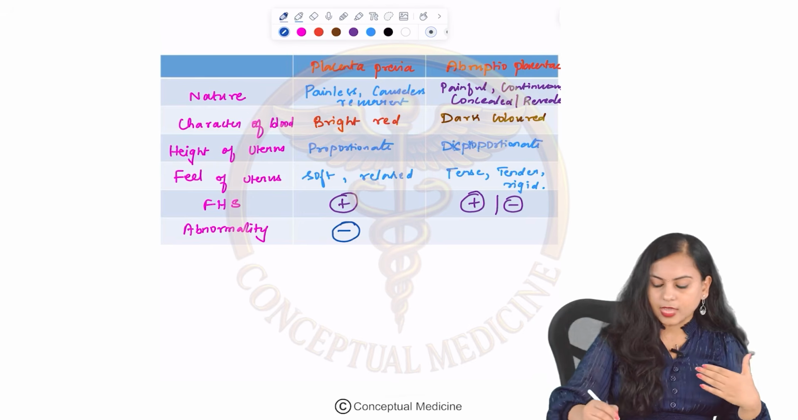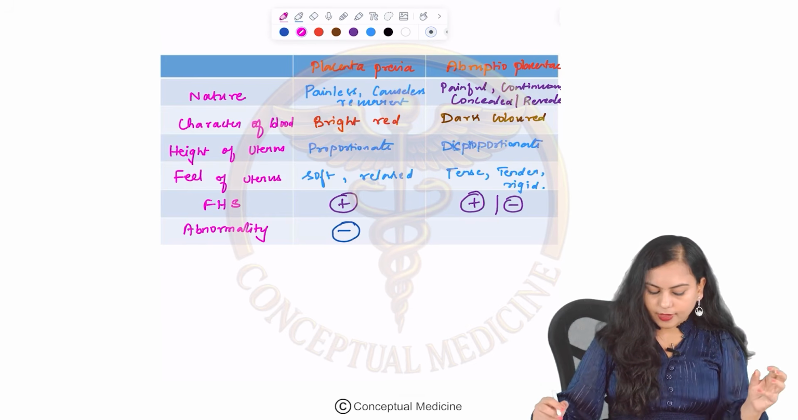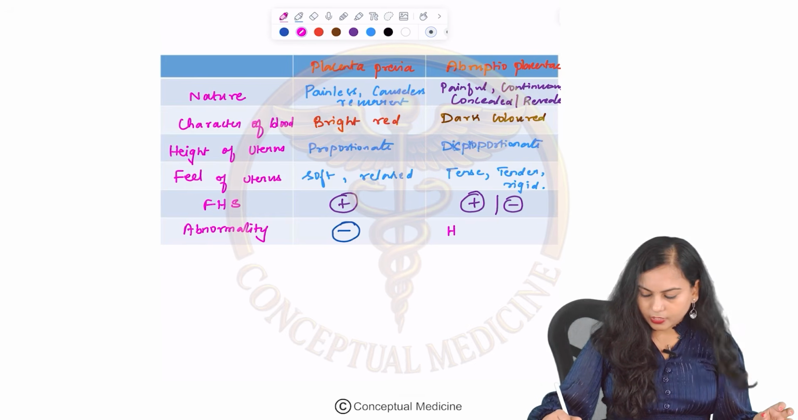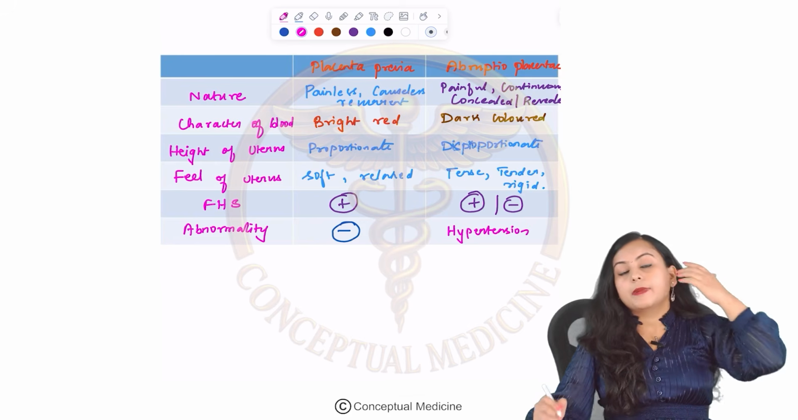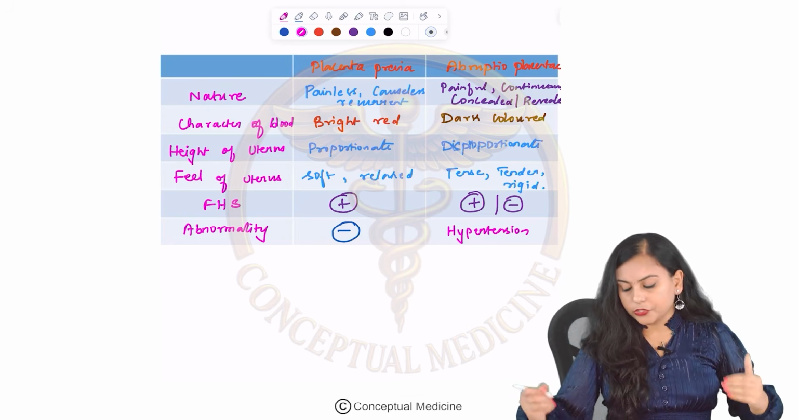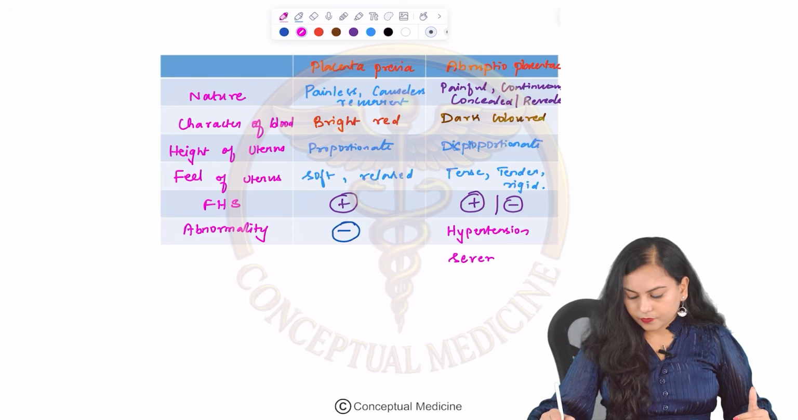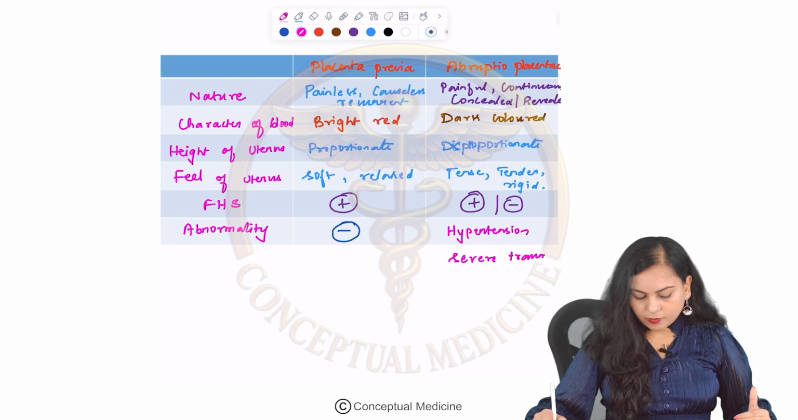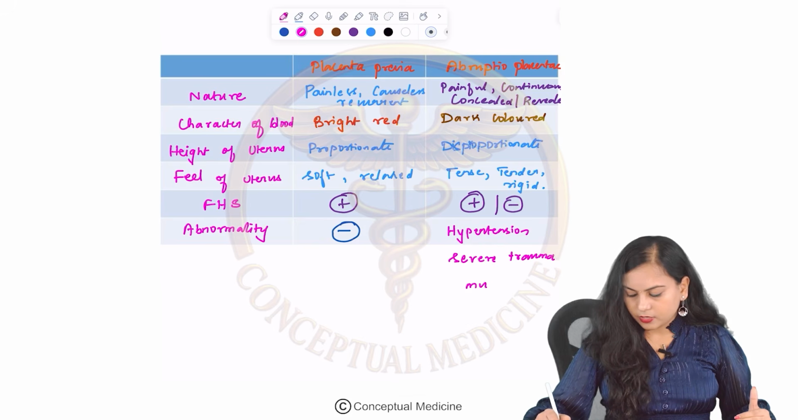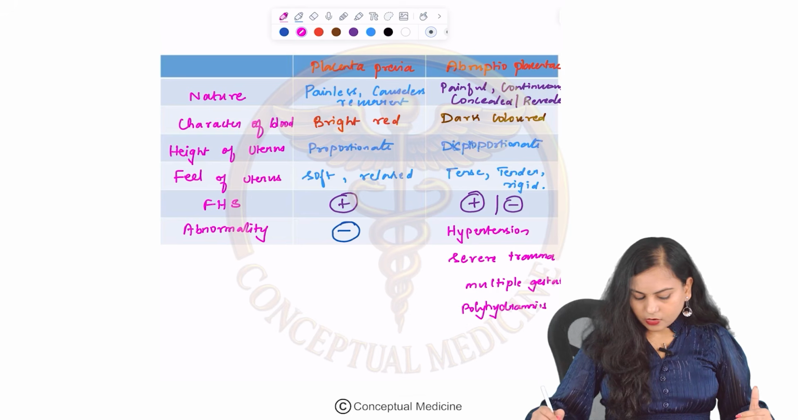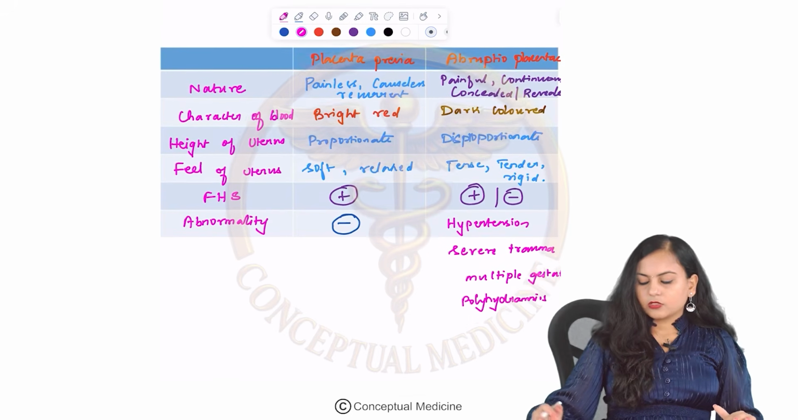so many causes, and the most important cause we have to remember is hypertension. Yes, hypertension. But abruption can also occur due to severe trauma or multiple gestation, then polyhydramnios, like that. So, these are the causes.